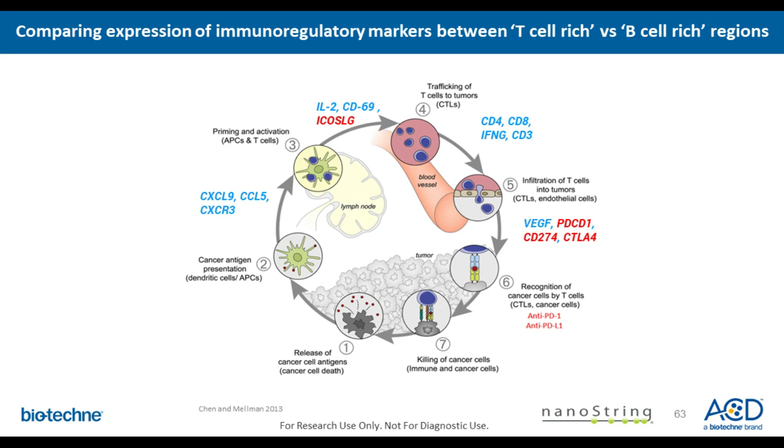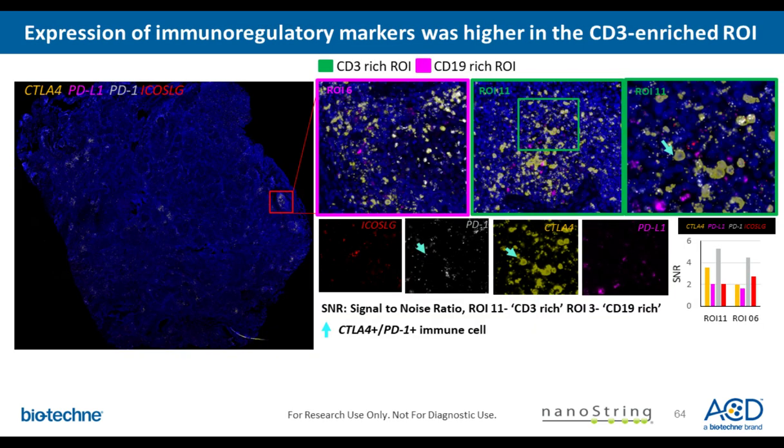In addition to analyzing some of the activation genes, we wanted to look at some of the immunoregulatory targets, which are common targets for currently popular immunotherapies. Now, these targets include CTLA4, PD1, which are inhibitory receptors on T cells, and PDL1, which acts as a ligand for this receptor. We also looked at ICOS-LG, which is again a ligand for a co-stimulatory receptor.